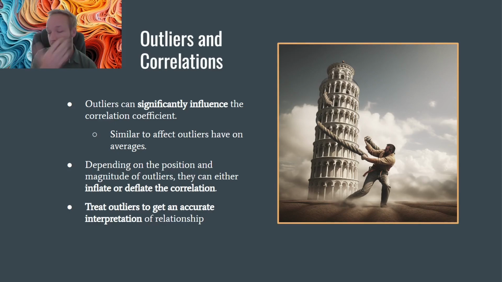And the same thing here is that we want to really understand the trueness of a relationship, the reality of the way it is, not how we hope that it is, I guess you would say. And so to understand the true, accurate relationship, we want to understand our outliers and how they could potentially be affecting our bivariate relationship.